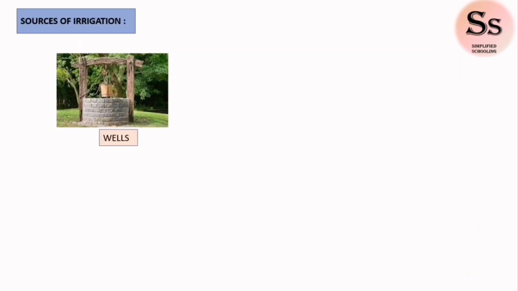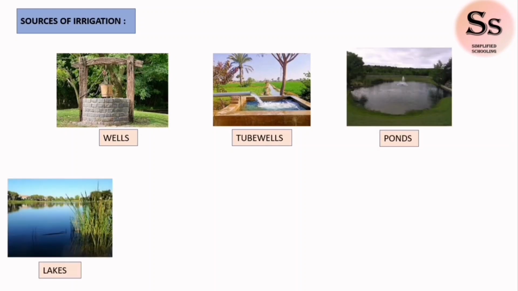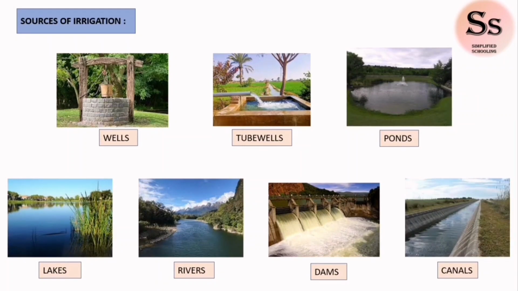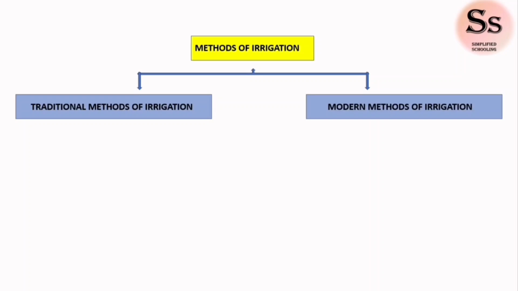The sources of water for irrigation are wells, tube wells, ponds, lakes, rivers, dams, and canals. The irrigation methods can be divided into two categories. First is the traditional method of irrigation, and the second is the modern method of irrigation.